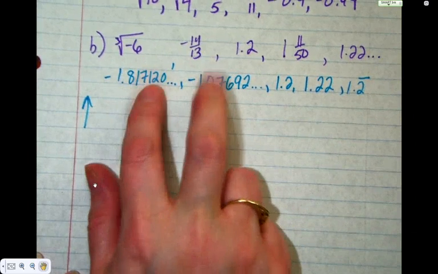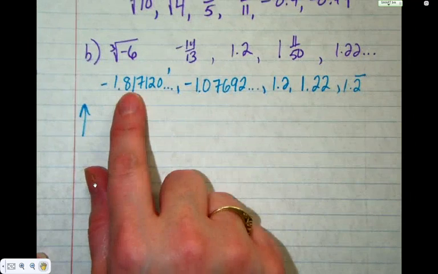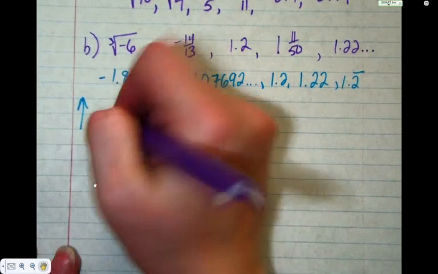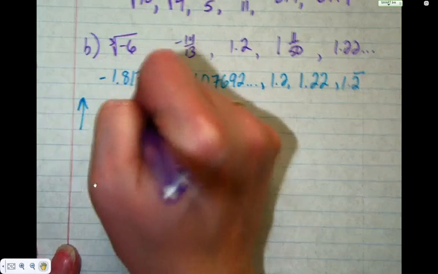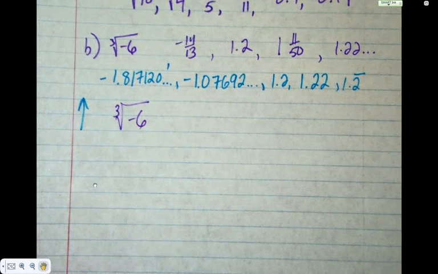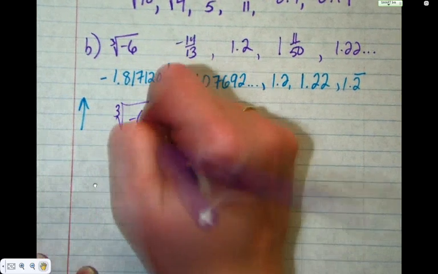I've heard two offers now. Okay, so let's just go right away and give what the question gave. So rather than writing it down again, let's give our negative 6, the cube root of negative 6.